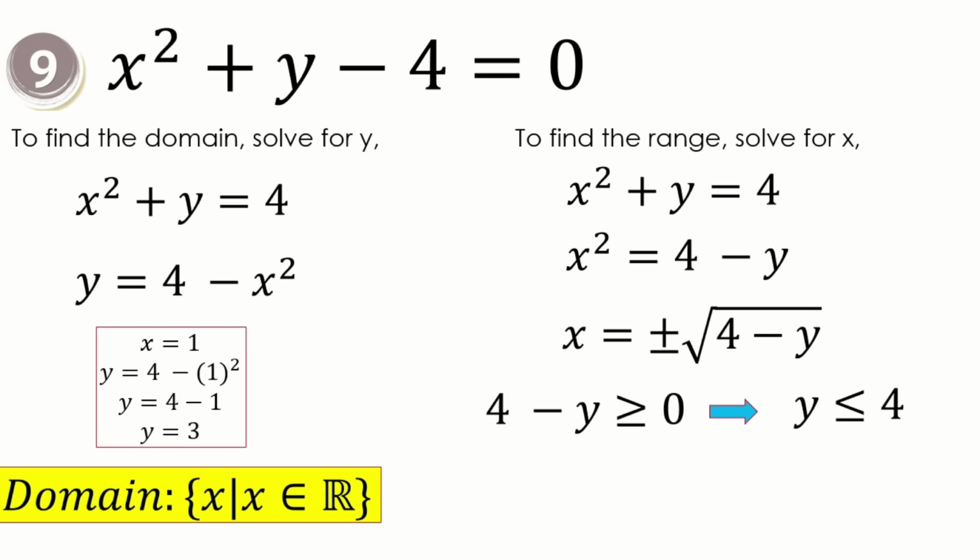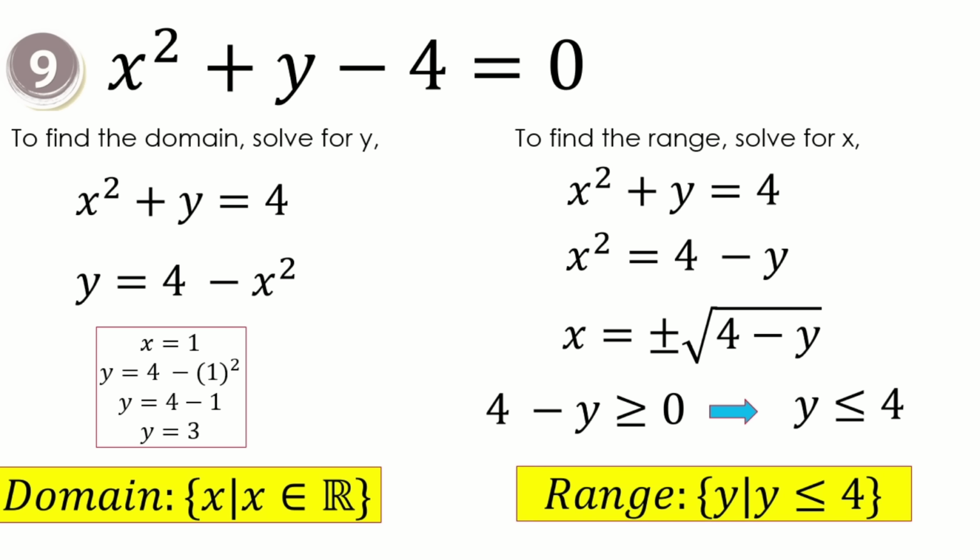Sir, why did the inequality symbol change? It was greater than here, but here it became less than. Because, class, our y here is negative. Okay? So, to make it positive, we need to change the inequality symbol. Or, here, you can also multiply both sides by negative 1, and the inequality symbol changes. So, therefore, its range is y less than or equal to 4. So, that's all.